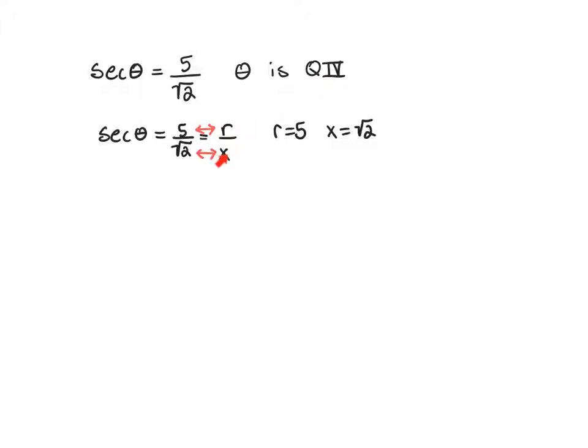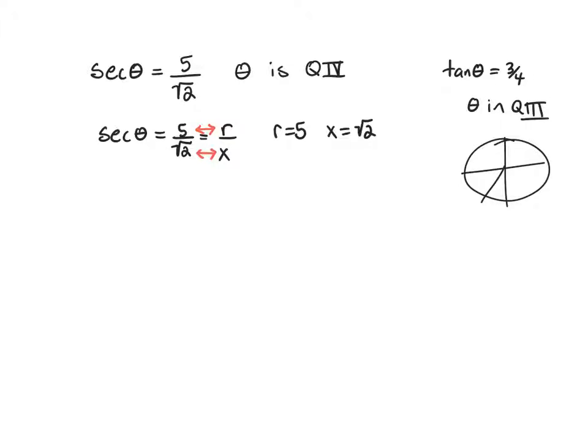And if we're in quadrant 4, my x would have to be positive as well. But sometimes we might be given something like tangent of theta is 3/4, but theta is in quadrant 3. So in that case, if we actually look at the drawing, we would realize that the y and the x were both negative. And so we would say that the y is -3 and the x is -4. But that's not the situation we're in, so let's just ignore that for now.